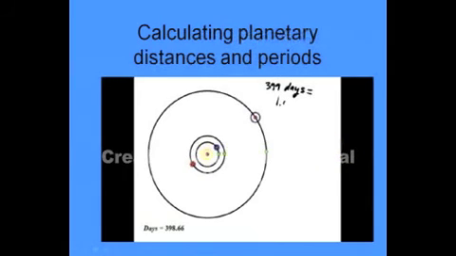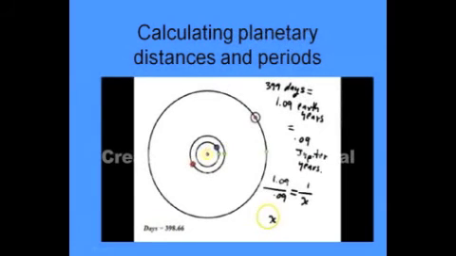399 days. So to figure out how long a Jupiter year is, 399 days is 1.09 Earth years. It's only 0.09 Jupiter years. Set up a proportion to work out that Jupiter takes about 12 years to go around.